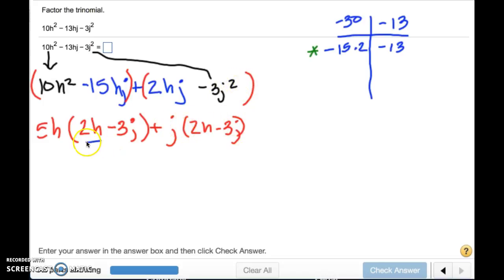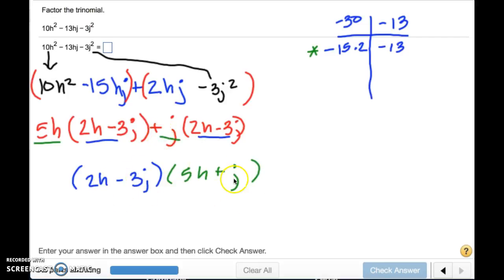My two sets of parentheses match up. 2h minus 3j. And then from in between, I get 5h plus j.